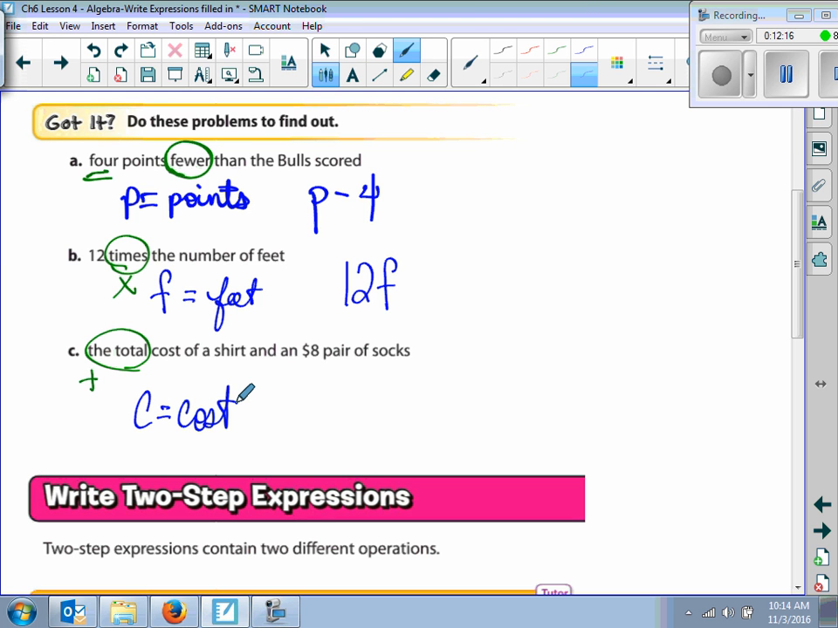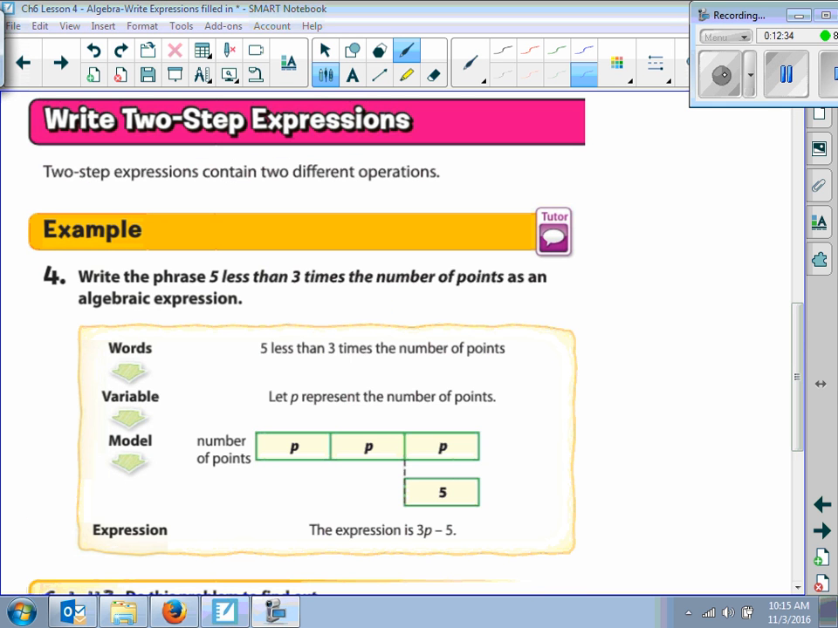So now we're looking for the total cost of a shirt and an $8 pair of socks. How am I going to write my expression? C plus 8. Very good. So those were one-step expressions. Very easy, right? Now we have two-step expressions.